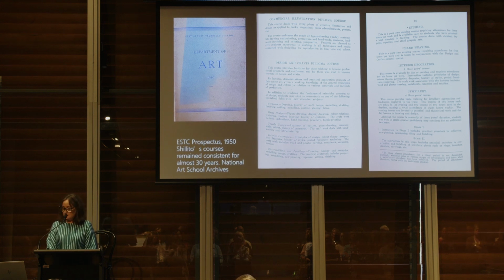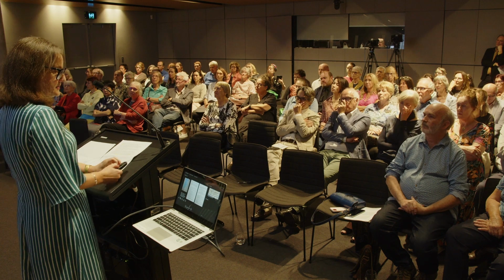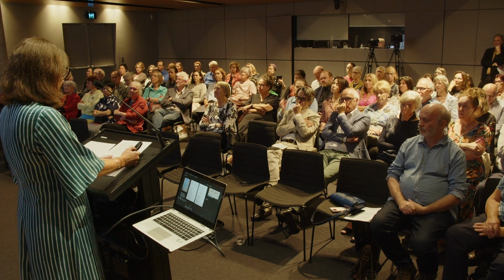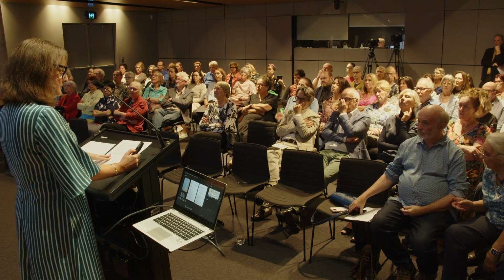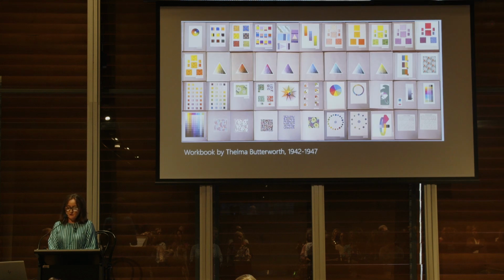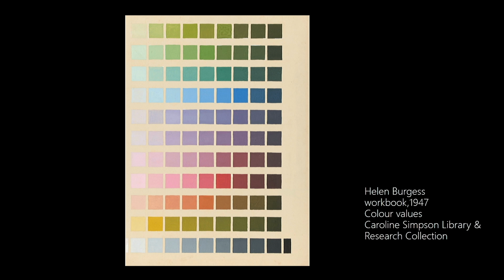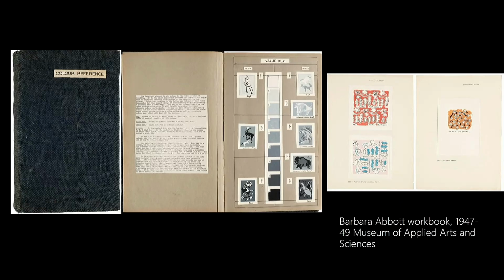They were submitted for final assessment, and I'll run through these fairly quickly because David is going to speak much more specifically about the colour theory in them. But they are the work of Thelma Butterfield, who was there from 1942 to 47. Helen Burgess, and this is a book from 1947. Barbara Abbott, from 46 to 49. And Vivian Chaffer, who is 51 to 53.